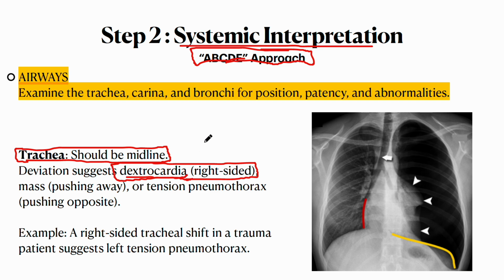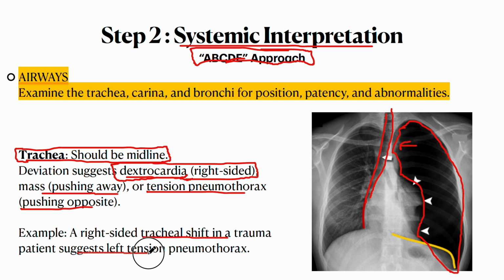And in situs inversus cases, your entire right-sided organs are on the left side, and left-sided organs are on the right side. So a mass pushing away, or a tension pneumothorax pushing opposite. Here you can see the example. This is a case of tension pneumothorax from a trauma or any underlying reason. It is pushing the trachea here. You can see this is a left-sided tension pneumothorax pushing the trachea to the right side, right? That is the deviation. So a right-sided tracheal shift in a trauma patient suggests left tension pneumothorax. That is how we assess the chest X-ray.